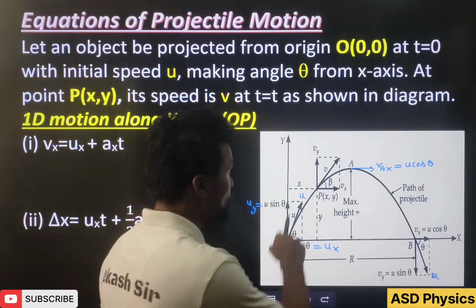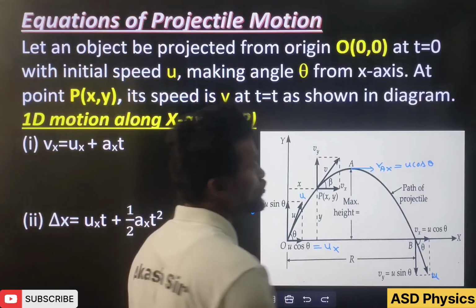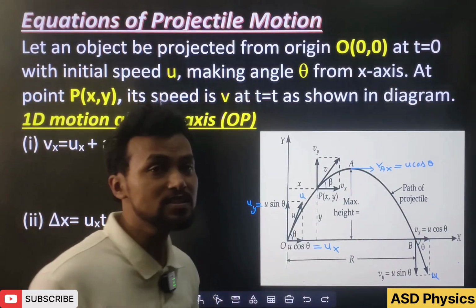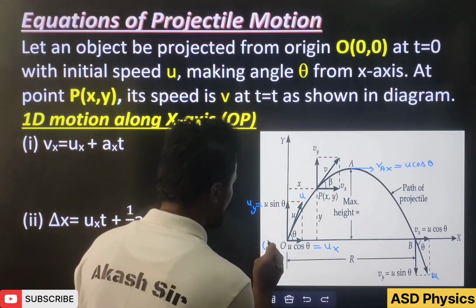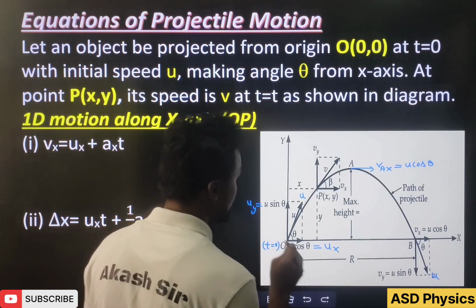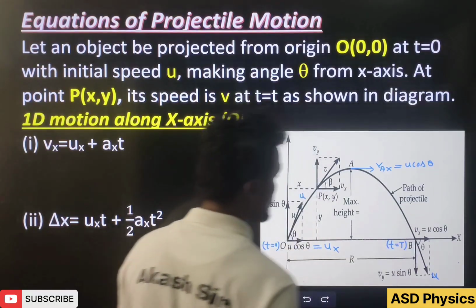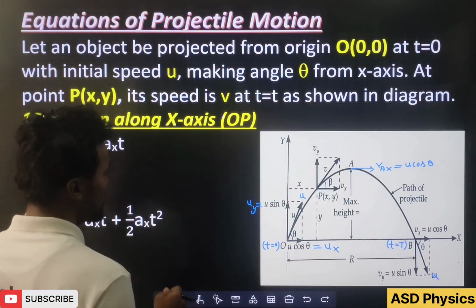Is it? So O to A, time of ascent, A to B, time of descent, and overall time, that means O to B is called the time of flight. Is it? So if I can tell here at point O, this is t equal to 0. So at point B, it will be t equal to capital T. Is it? This is about the time.